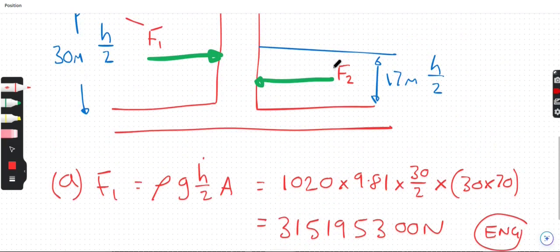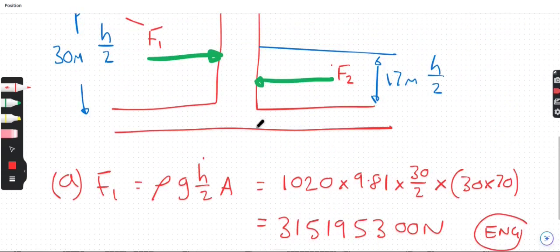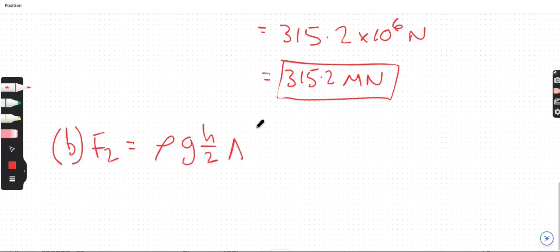We'll now do the same with F2. F2 is going to be smaller because it's got less water. So we'll do B, F2, same formula: density, gravity, height divided by 2, area. Let's go for blue, we're using water. So the density is still 1020. Gravity is 9.81.